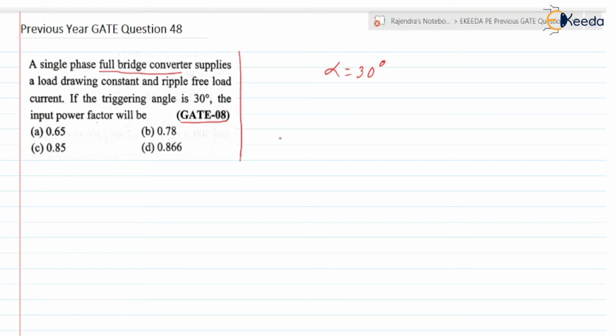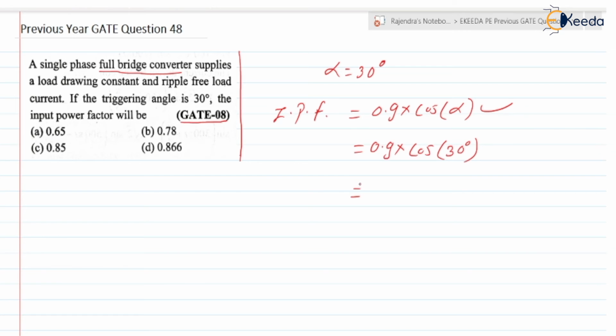So for full bridge converter, for RL load or RL E load, what is the input power factor? It is equal to 0.9 into cos alpha, right? So we can write directly it as 0.9 into cos 30 degree. We already discussed this expression in the previous videos. So if you check, it is 0.9 into cos of 30 degree.